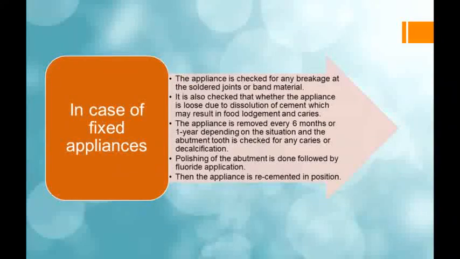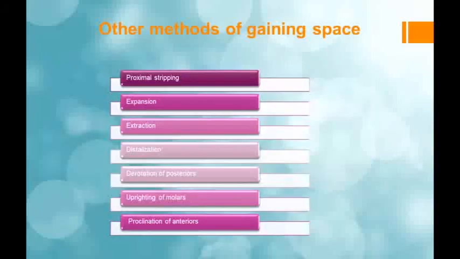Or in case of the fixed appliance, the appliance should be checked for any breakage at the shoulder joint or the band material, and also whether the appliance is loose due to dissolution of cement. The appliance is removed every 6 months or 1 year depending on the situation, and the abutment tooth is checked for any caries or decalcification. Polishing of the abutment is done, followed by fluoride application, and then the appliance is re-cemented in position.